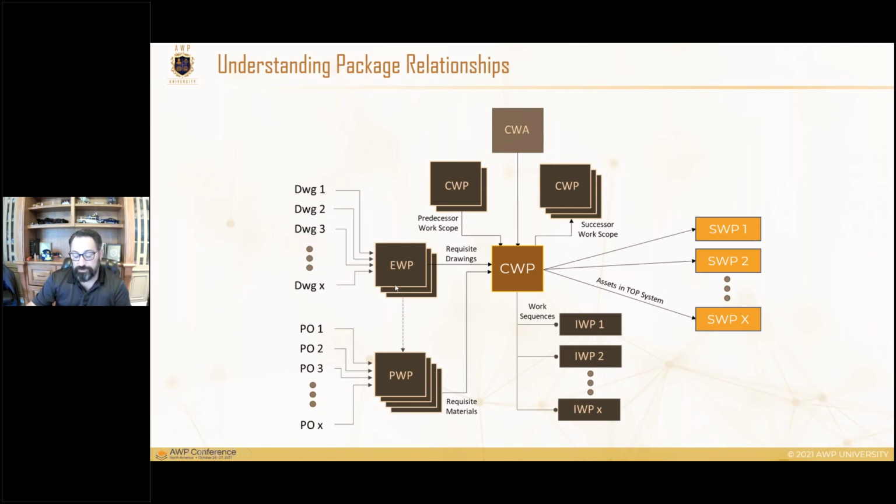EWPs, the influence, the drawing registers, the requisite drawings, the information from engineering ties to that CWP for the purposes of scheduling, obviously, and completeness of the engineering data contained within the CWP. The PWP, being the procurement work package or procurement grouping of data tied to the requirements for the CWP, is used for constraint analysis, constraint management, identifying when materials are available, what materials are required.